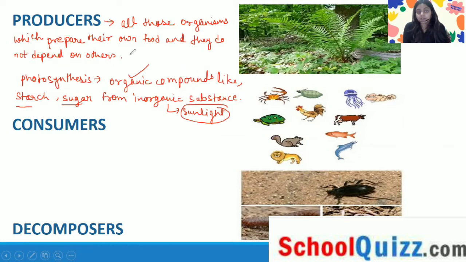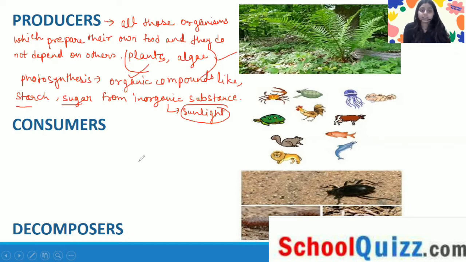In producers you can see the example of plants, certain bacteria, or also algae. Algae falls under the category of both plants and animals, but we will not go there. Our topic is producers, so you can write the examples of plants and algae. I hope you can understand. The simple meaning of producers is those which prepare their own food.